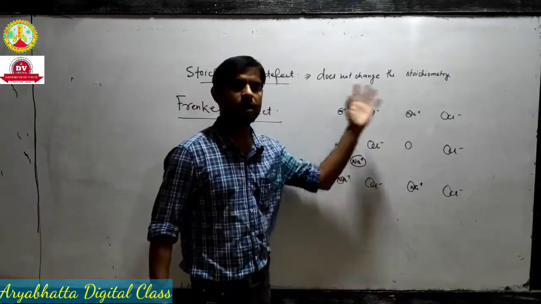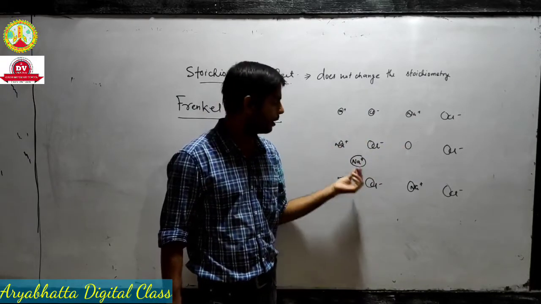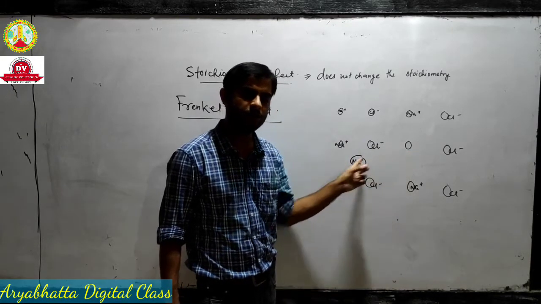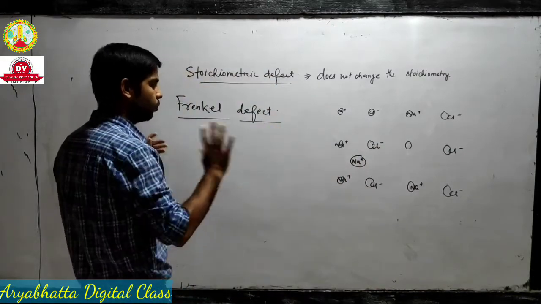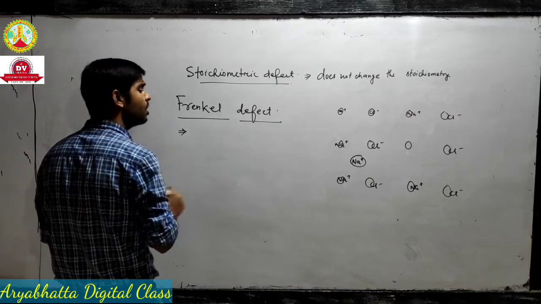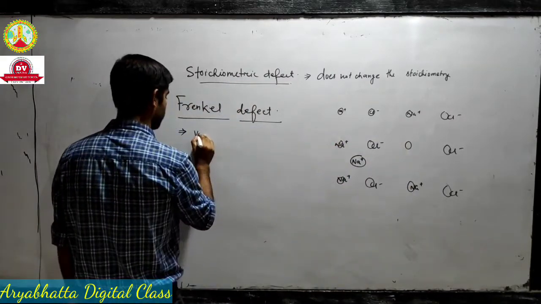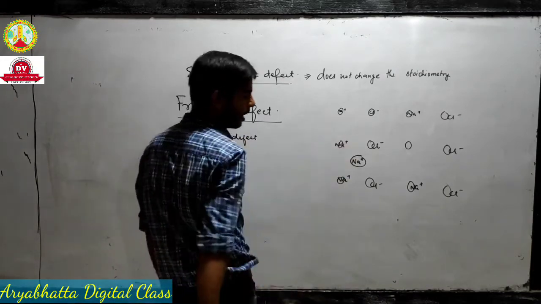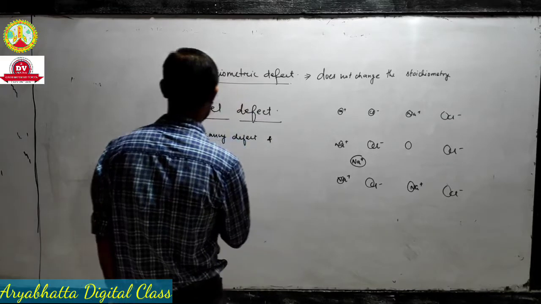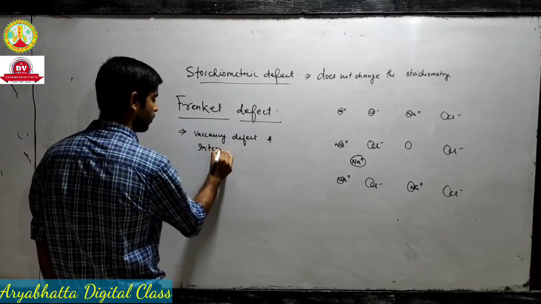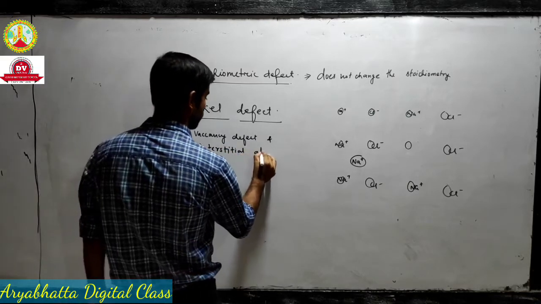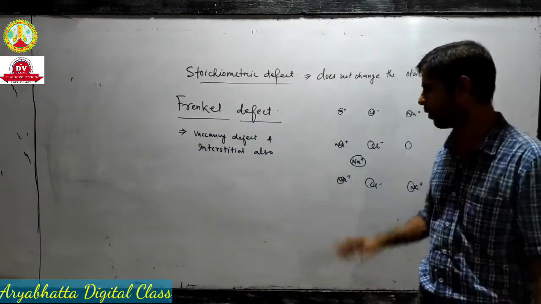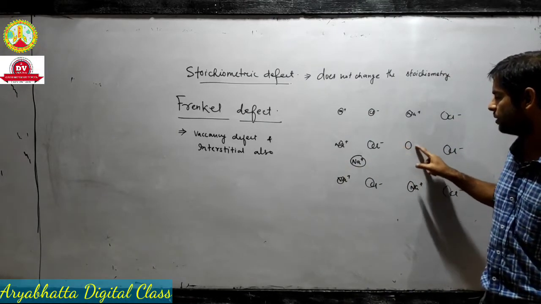Because the overall number of ions is not changing. There are 6 sodium and 6 chlorine only. What is happening? One sodium atom has been shifted from its original position. What should you note down about this defect? There is a vacancy defect, since the ion is not at its original position, and an interstitial defect also. That means Frenkel defect is an example of both vacancy and interstitial defect, because of the absence of sodium from this location.